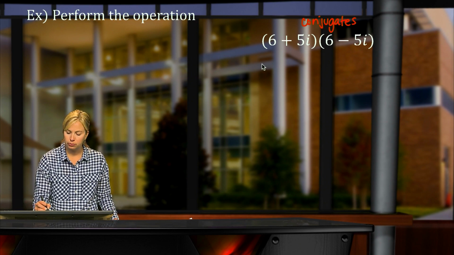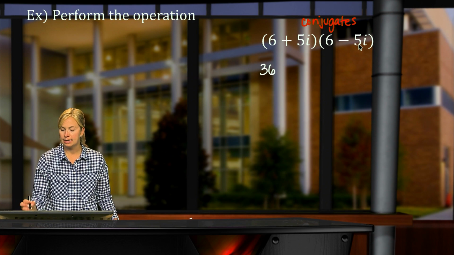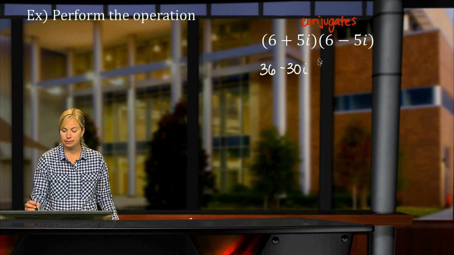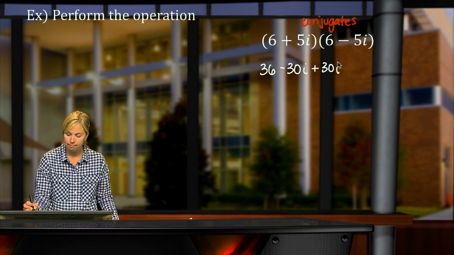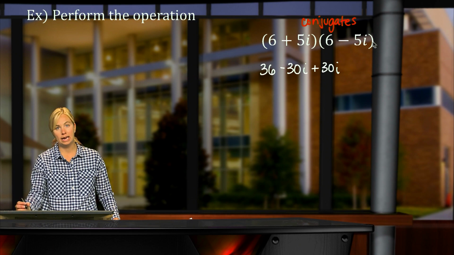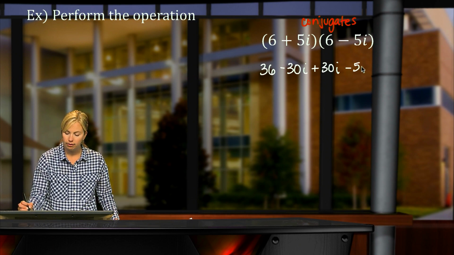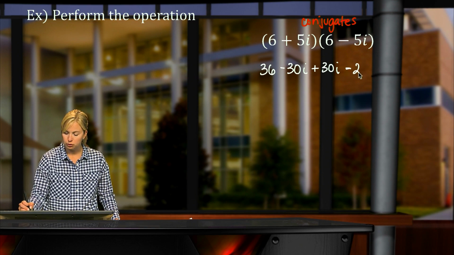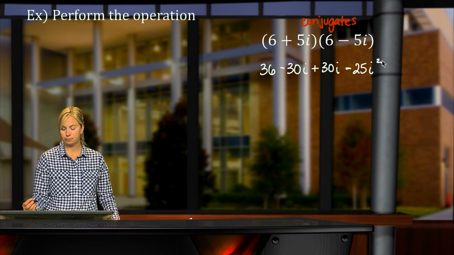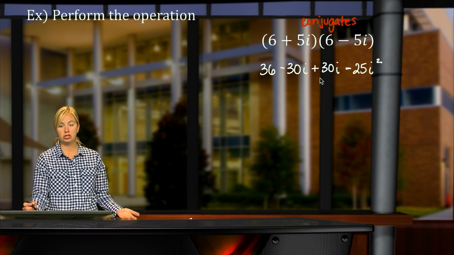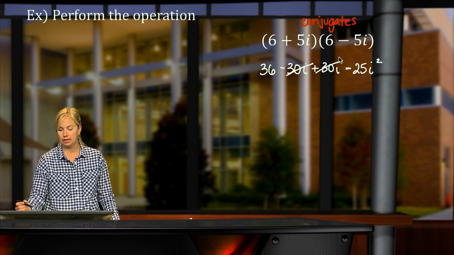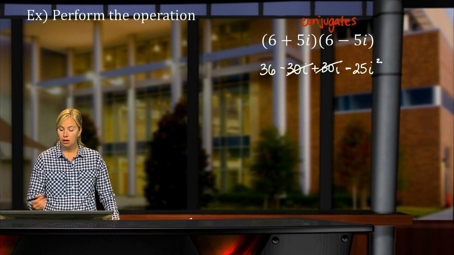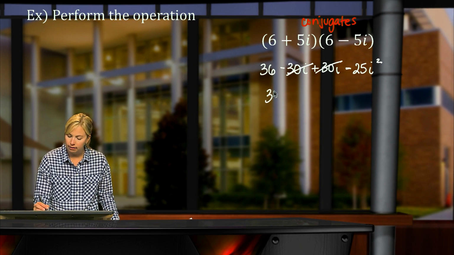So we have 6 times 6, which is 36. 6 times negative 5i is negative 30i. 5i times 6 is positive 30i. And 5i times negative 5i is negative 25i squared. So our original guess was correct. These are going to cancel out, and that's always true with conjugates. We've seen enough examples of them that we should know that. But let's keep going. Let's keep simplifying.